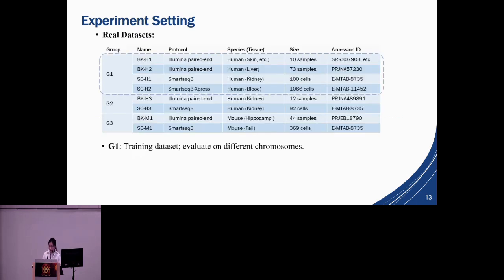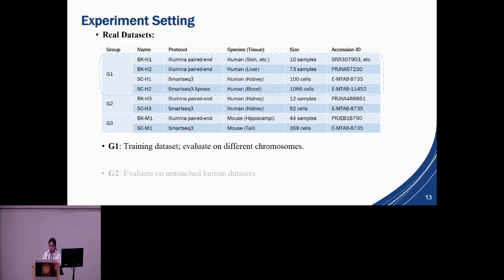In the evaluation, we evaluate Aletsch on 3 groups of real datasets. Each consists of a mix of bulk and single-cell datasets. Group 1, G1, is our training dataset. We train different models with different chromosomes in this group, so this group also serves for the evaluation on different chromosomes.